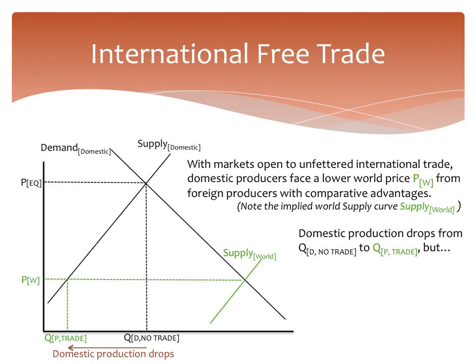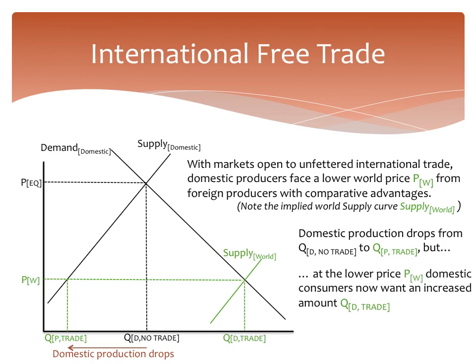Now, at that point, we can see, following the price line across, that the intersection with the domestic demand curve is well to the right of the QD no trade point. What that means is that at that lower price, domestic consumers now want an increased amount, QD trade. Okay, and we can see that the quantity demanded during trade, this point here, is significantly greater than the quantity being produced at that same low price.